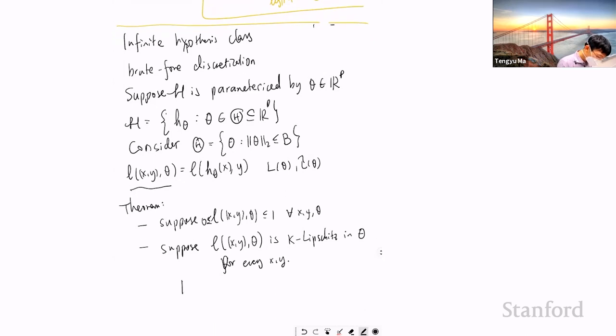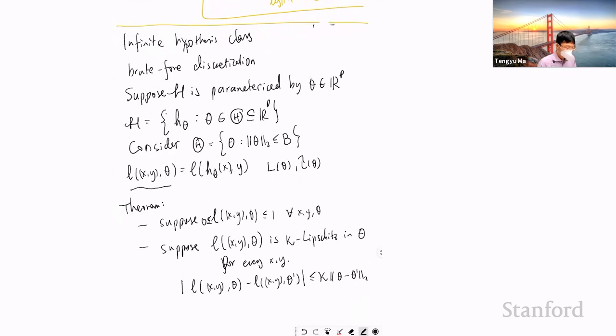This really means that you're assuming L of x, y, theta minus L of x, y, theta prime is bounded. If you change your model to theta prime, then your loss wouldn't differ by more than a constant, kappa, times theta minus theta prime in 2 norm.